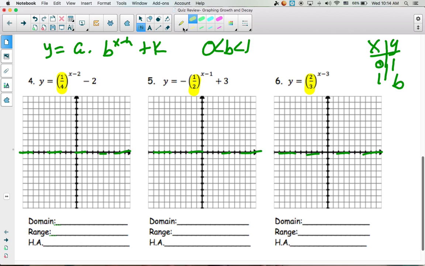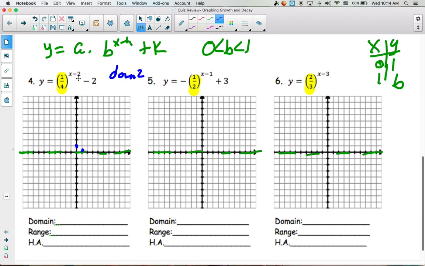As far as the h and the k are concerned, they're just like the growth, move it up and down, left and right. And we're also going to use the 2 points 0, 1, and 1, b. So for number 4, we're going to plot the point 0, 1, and 1, b. b is 0.25, so we're going to estimate that to be about right there. And this minus 2 on the end moves the graph down 2.